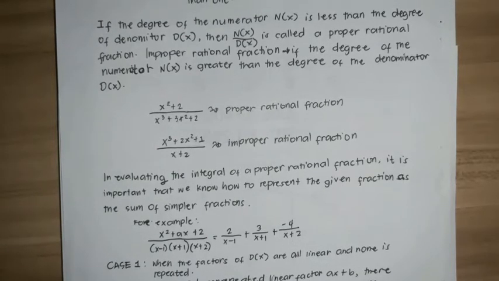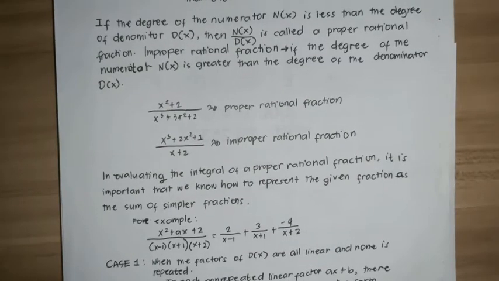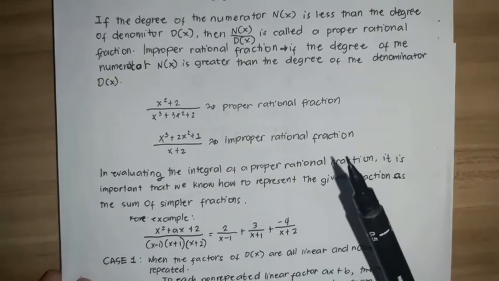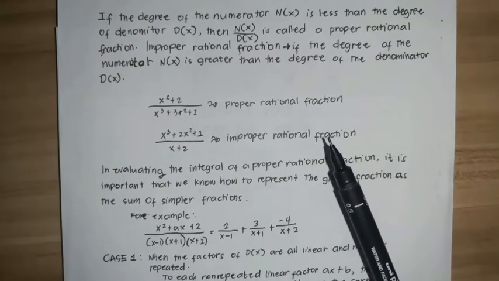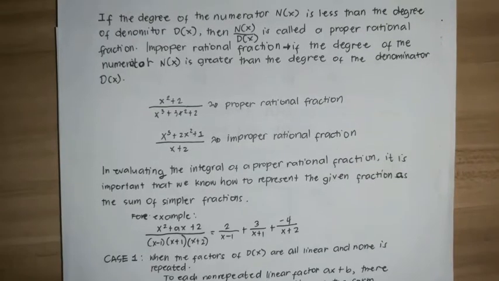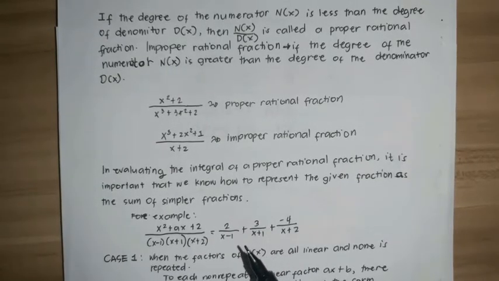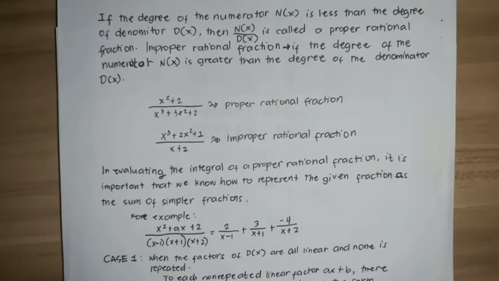Now, if you have an improper fraction, you need to convert your improper fraction to a proper rational fraction. We shall know how to break up this rational fraction into partial fractions. A proper rational fraction n of x over d of x can be broken up into a sum of partial fractions, for example with this, but we need to consider some cases.